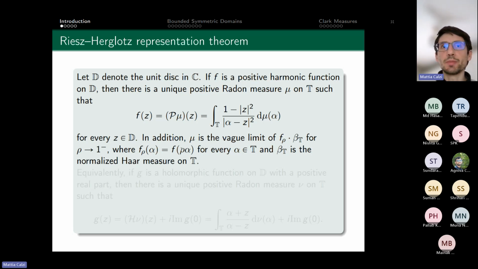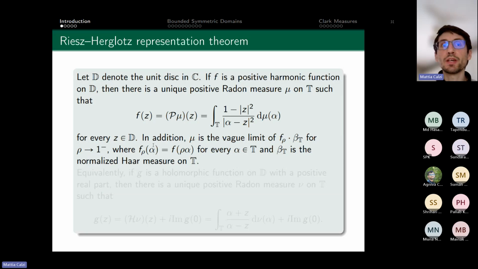And then you pass to the limit, and the fact that the limit exists is related to the fact that all these measures, these dilated functions, are positive and all have the same mass, which is the value of f at 0, because of the properties of the Poisson integral. If you take z equal to 0, you get 1. And so they stay in a relatively compact set for the weak or vague convergence, and the limit exists.